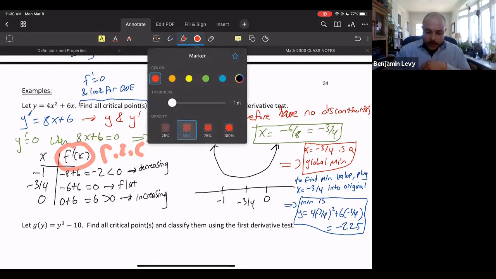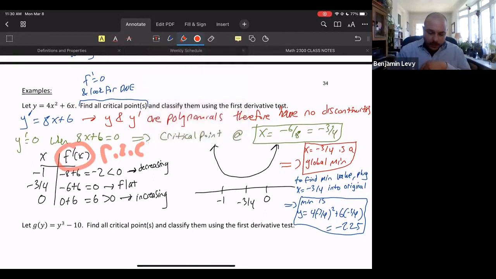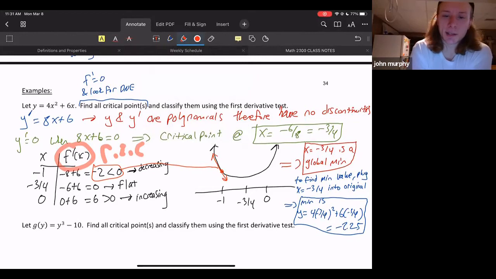And so the tangent line pointing down, let me make this a little more clear, right? So this negative value implies that the tangent line right here has a negative slope. Oh, okay. And then if the x value is 0, the slope is 6.